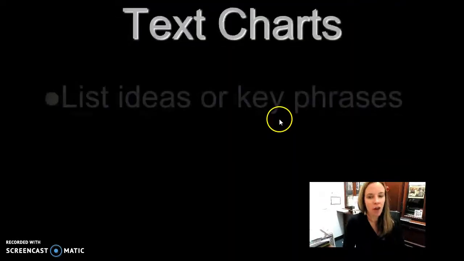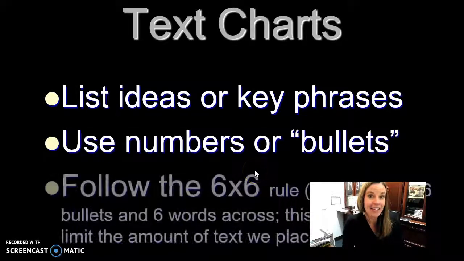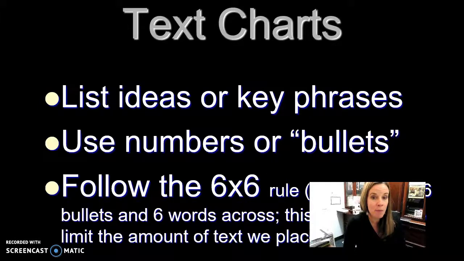All right, so text charts are good for listing key ideas, but we do want to remember the 6x6 rule. Those of you who are going on to become teachers, this is a good rule to remember. That just means no more than 6 words across and no more than 6 bullets. That reminds us to limit the amount of words we have on a slide.